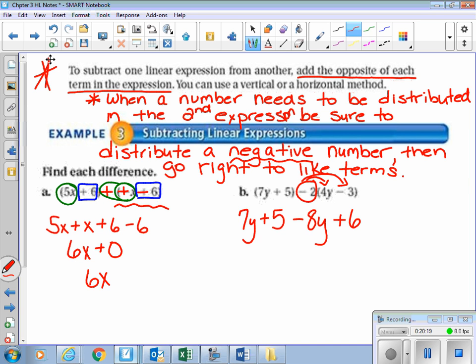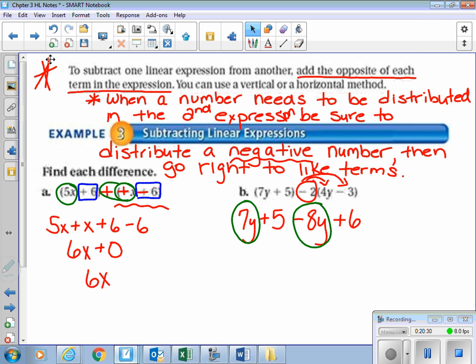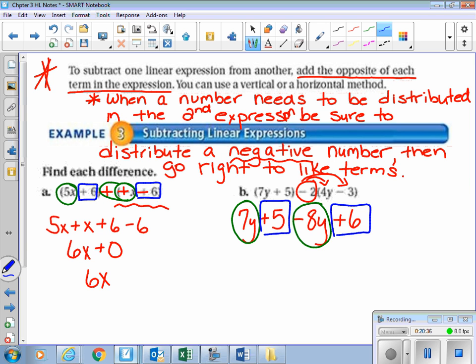So from there, I don't have to go to keep change opposite. I'm going to go right to my like terms. Looking at my like terms, I can see that I have 7y and negative 8y, and then positive 5 and positive 6. So please make sure that you wrote this down in your notes to remind yourself that if you distribute that negative number on the outside, that takes care of the keep change opposite part. So after we distribute a negative, we can go right to like terms.